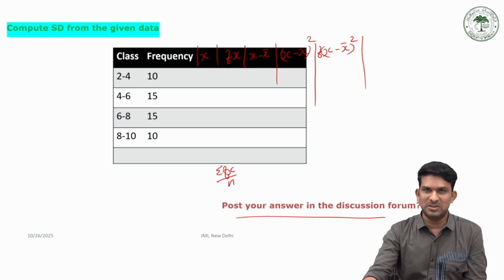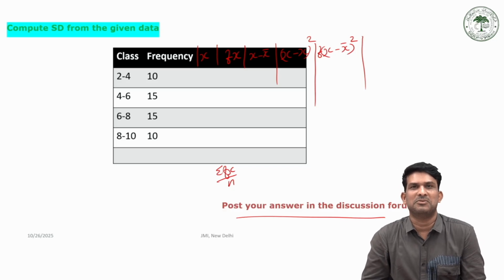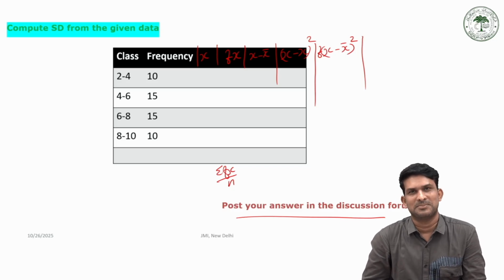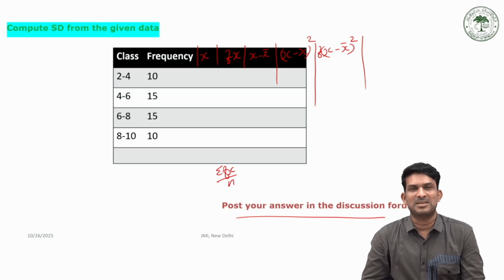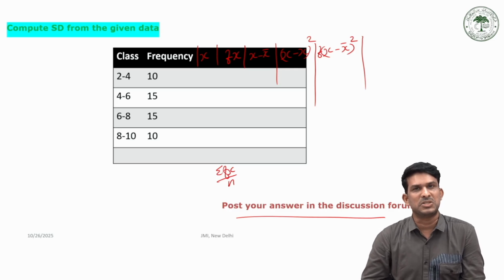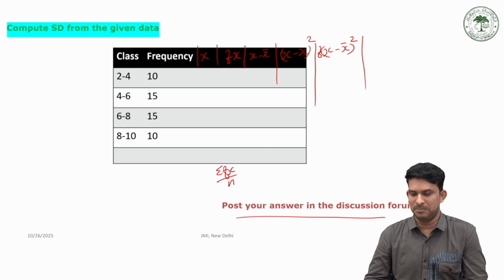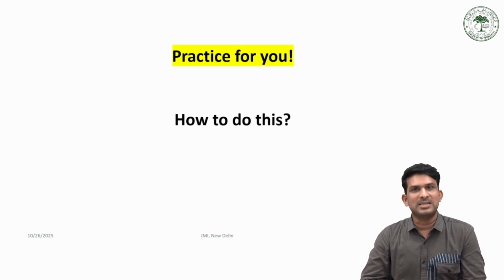When you get the total of this, divide it by n, and go for the square root of the value that you got. Are you clear? Yes, it is very simple. It's very significant. It is very significant as standard deviation is used for further calculations. You have to learn it properly. Practice how to do this.